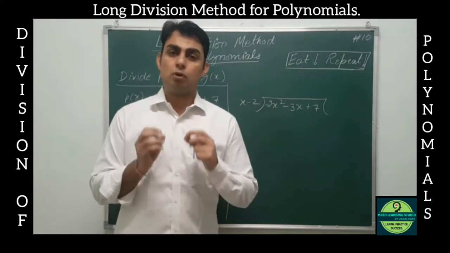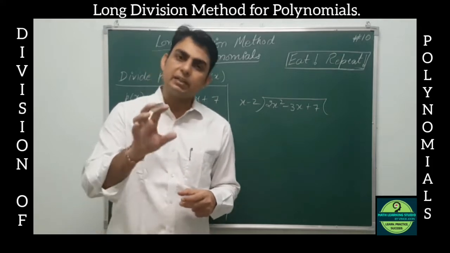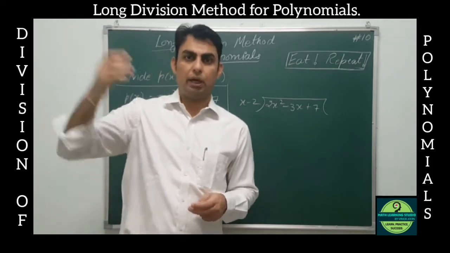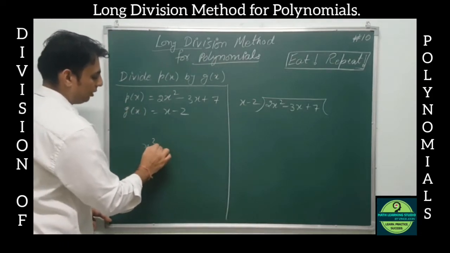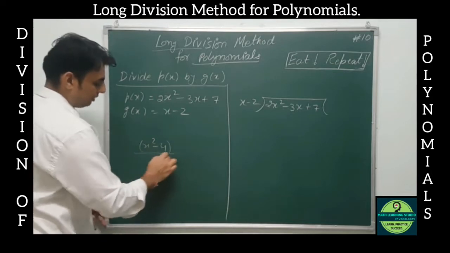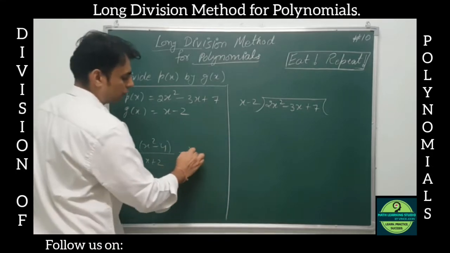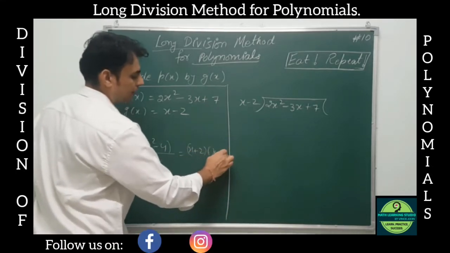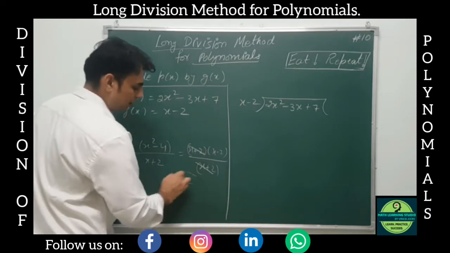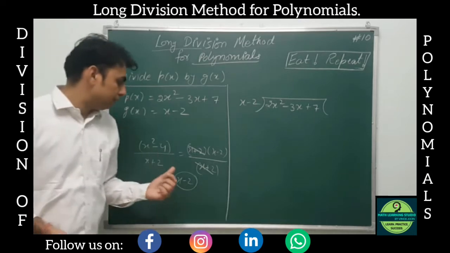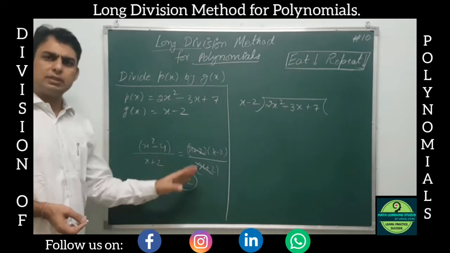That method is most suitable when the divisor, which divides, is a factor of the dividend, which is being divided. So suppose I have an example, x square minus 4, and I want to divide this by x plus 2. I know this can be factorized and it will have two factors, x plus 2 and x minus 2. So I divide it by x plus 2, this cancels, and we get the answer as x minus 2. So in this condition, the divisor is a factor of the dividend, so this method can be applied.